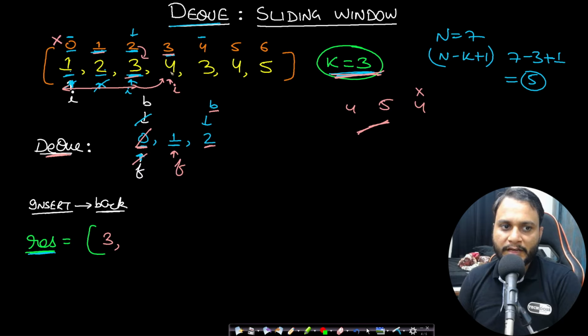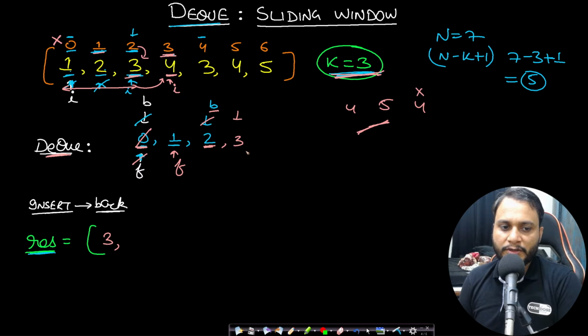After this removal, I will be including this 4, and I will only include this if the previously included item, that means the back of the deque, has one value less than the current item. And that is true. 3 is one value less than 4. So I will include the index of 4, that means 3. And so the back pointer will be updated.